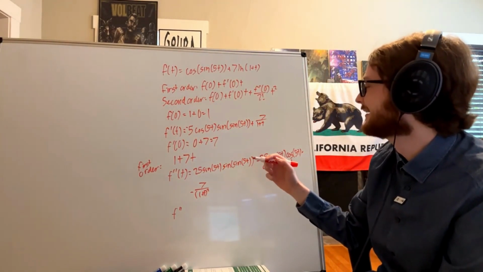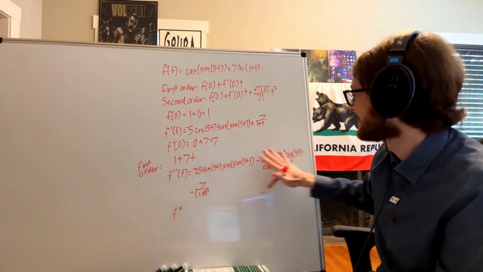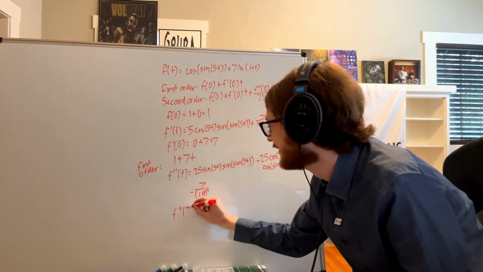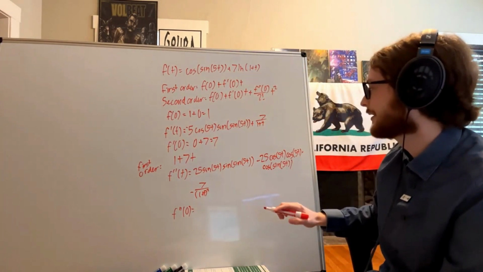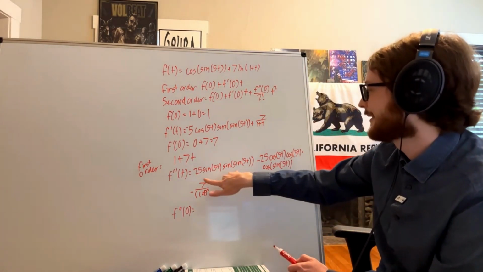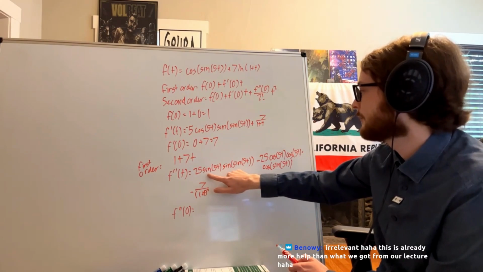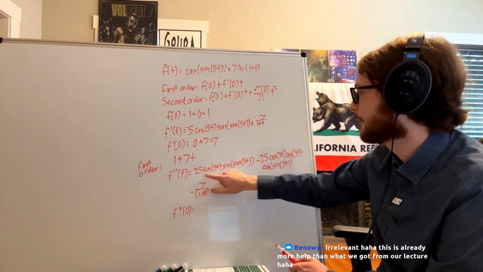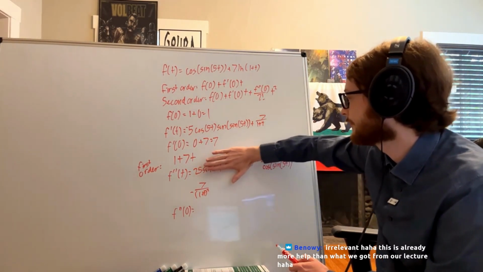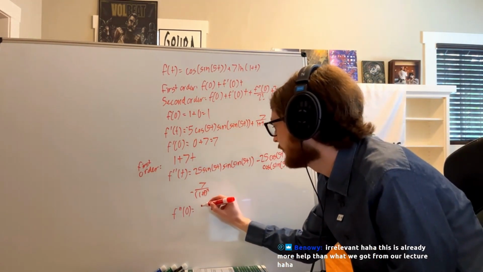So yeah, let's take this ridiculous thing and plug in 0. We should get a lot of things that turn out to be 0. In this first one, we'll get sine of 0 is 0, and 0 multiplied by anything is still 0, so let's just ignore that first term, or I'll just write a 0 for it.